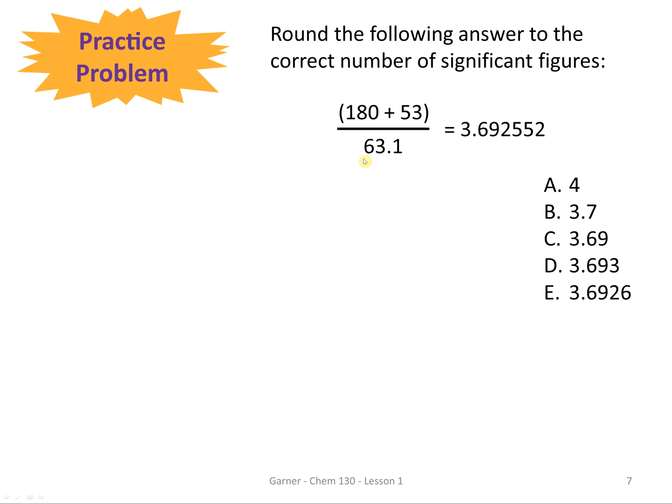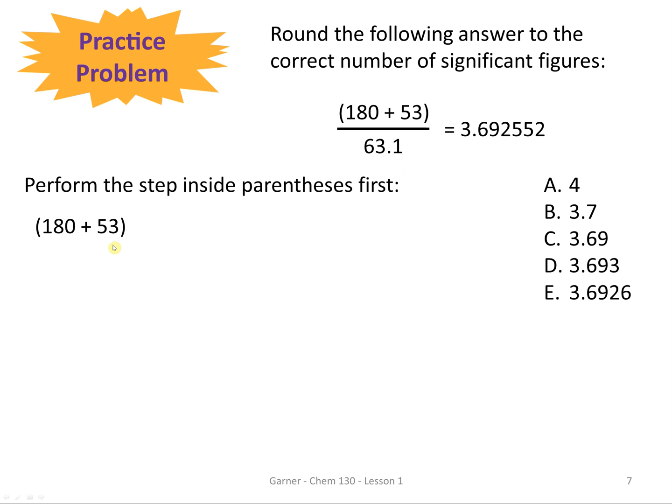In this problem, we're being given a mathematical operation, and they're giving us the answer that comes out of that operation, and they're asking us to round it to the correct number of significant figures. And of course, we have a couple of steps here. We have, on top of this fraction here, 180 plus 53 inside of parentheses, and then we have 63.1 on bottom that we're dividing by. So of course, we want to start with the step inside the parentheses first. So we have 180 plus 53.